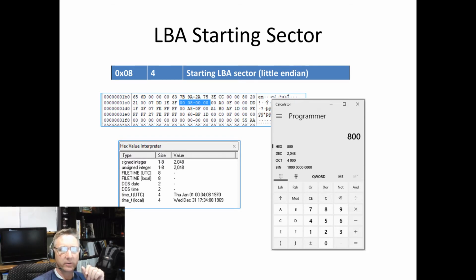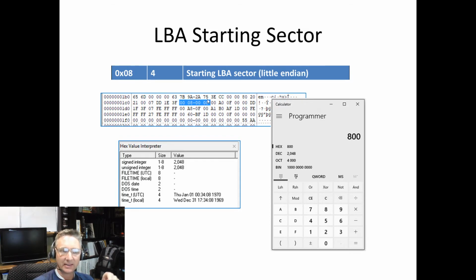You could also figure that out by going to your Windows calculator, putting it into programmer mode, and then, with hex highlighted, you could type in the value 0008, or you could just type in 8 because anything preceding it is a 0. So 800 is the hex value represented here in Little Endian, because Little Endian basically means we're going to read it backwards, right to left instead of left to right.